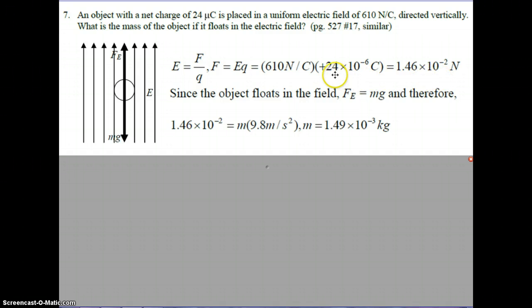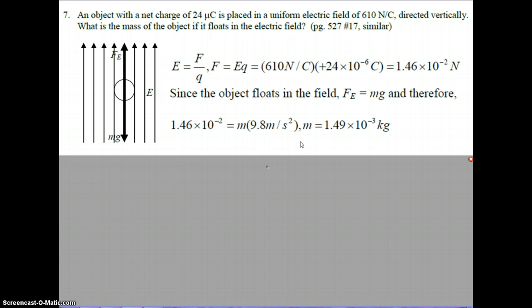It does not matter that the positive sign was assigned to the charge here. If you don't understand why that is, ask in class. Since the object floats in the field, F equals mg, so we set the force that we just calculated equal to mg, divide by 9.8, and we get a mass of 1.49 times 10 to the negative 3 kilograms.